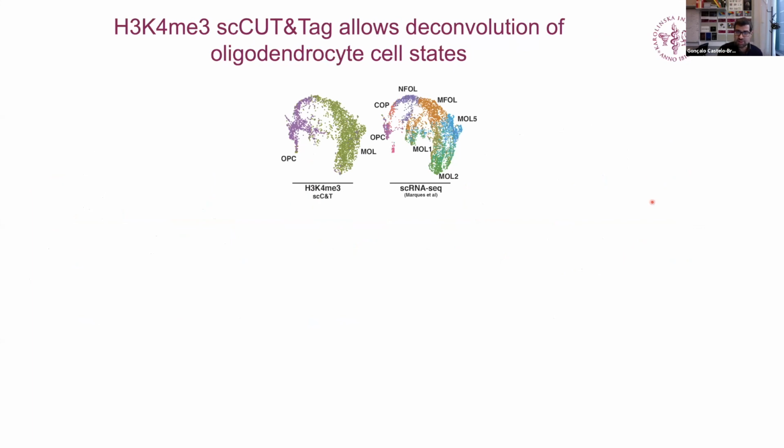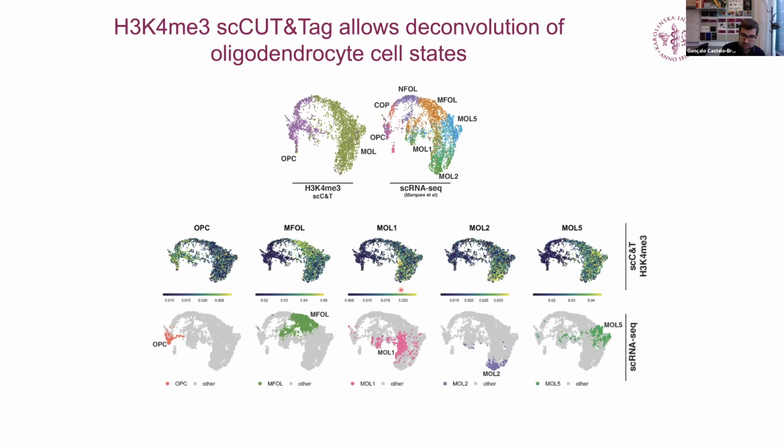Now, what Marek did, and I've told you before in the beginning of the presentation, is that at the single cell RNA sequencing level, we could distinguish 6 transcriptionally distinct states of the mature oligodendrocytes. But when you look at the single cell cut&tag data, we could not identify these different states. We could basically just see OPCs and mature oligodendrocytes. One of the reasons, we think, is the depth of the data, which is also very sparse.